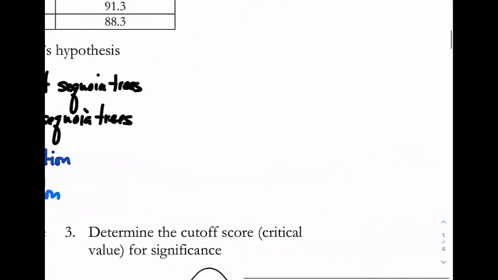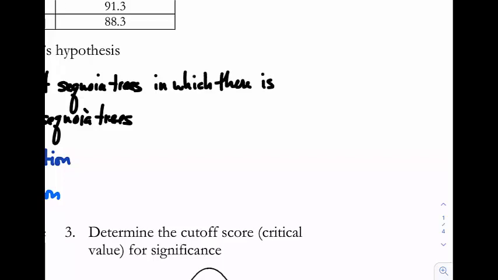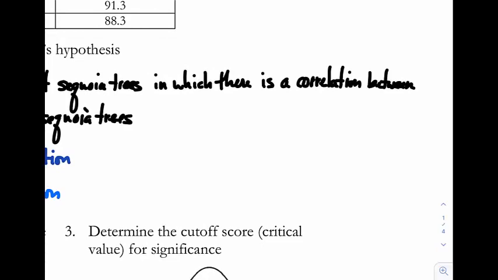For the first population, the experiment group, you're going to say in which there is a correlation between height and circumference.